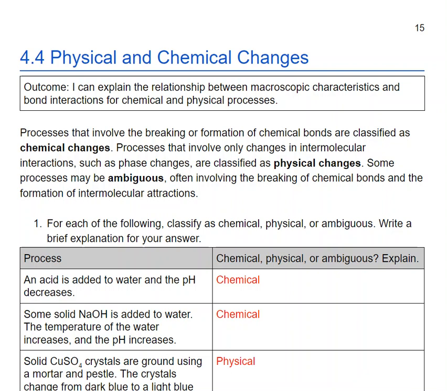4.4 is physical and chemical changes. Our outcome is I can explain the relationship between macroscopic characteristics and bond interactions for chemical and physical processes.